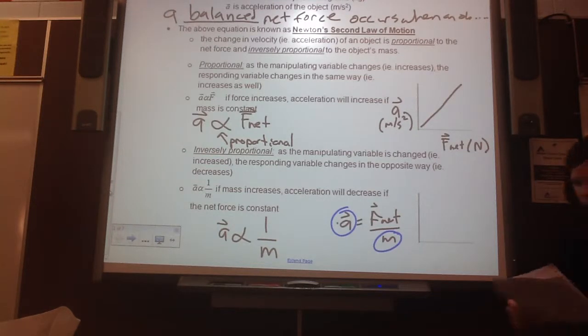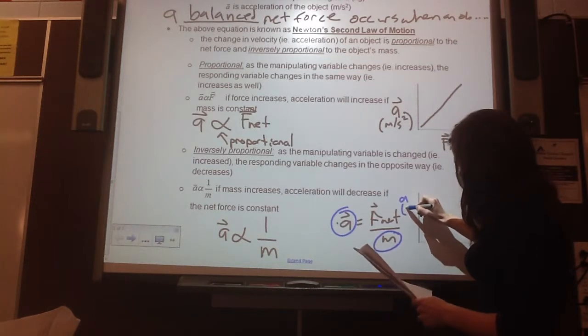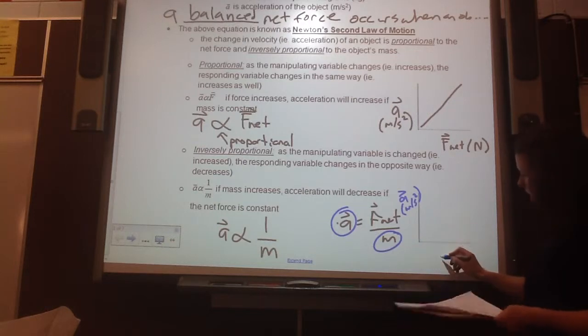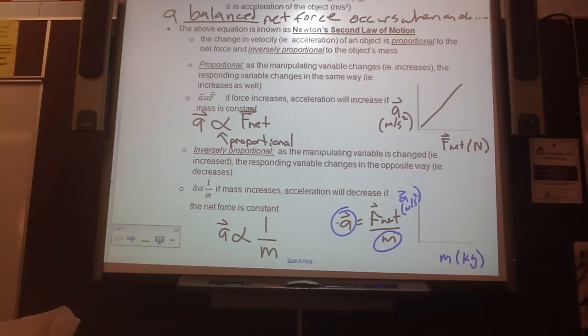They're inversely proportional. So when I put A on my vertical side again, my y-axis, and mass is in kilograms. Oh, sorry, the graph. Just draw it in on the bottom of your paper, because I didn't give you the lines. Thank you.